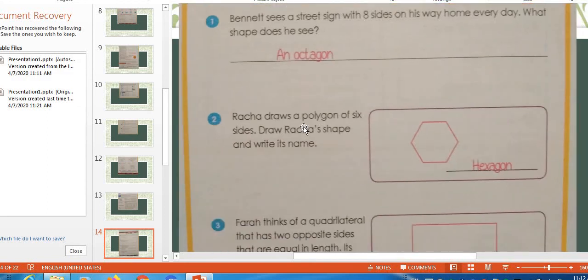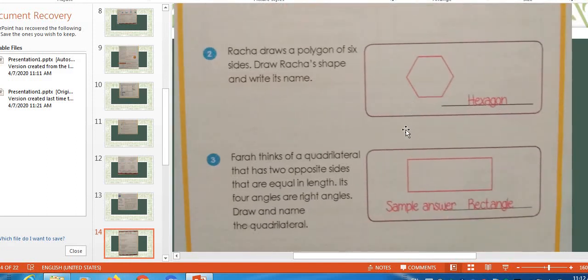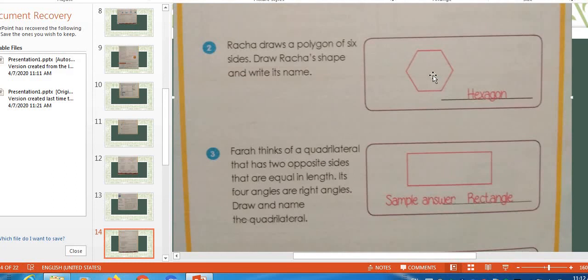Russia draws a polygon of 6. Do you remember 6 with hex? 6 hex. So 6 sides, hexagon, miss. Draw Russia's shape and write its name. It's a hexagon, 6 sides. Okay? Try to draw this at home.